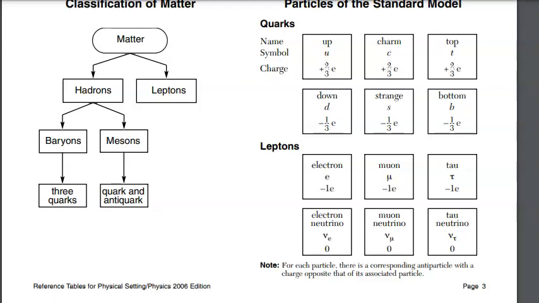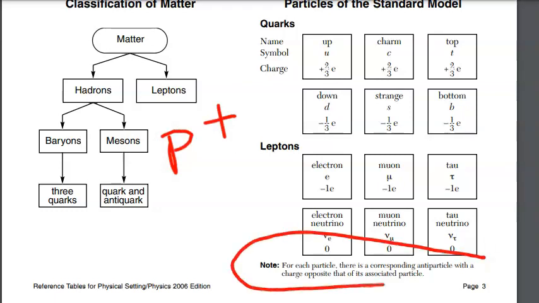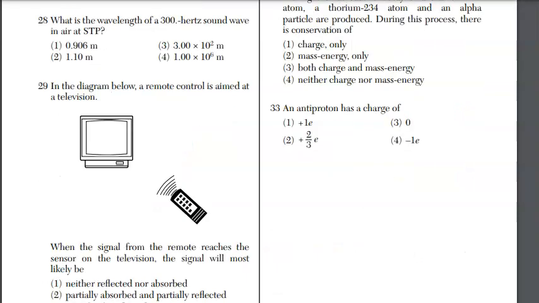And what do we remember from chemistry? We remember that a proton is positively charged. Well, you do have something here that's going to help, and it's this little note on the bottom. It says for each particle, there is a corresponding antiparticle with a charge opposite. Well, what's the opposite of positive? Of course, it's negative, and that's going to be our answer. We used the table indirectly, but we got to the correct answer of choice 4.